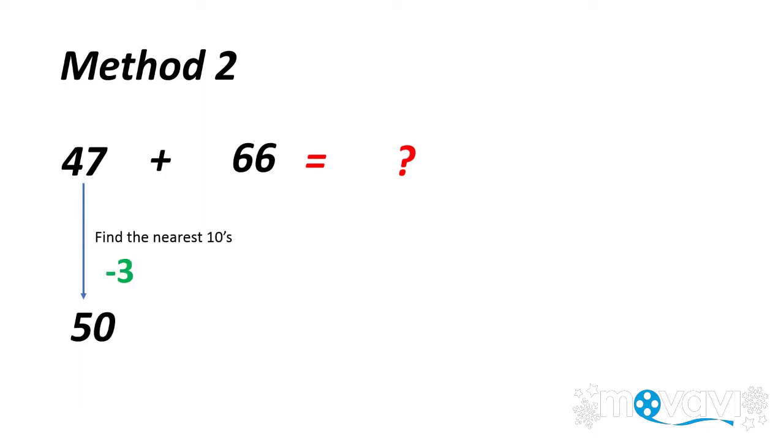Method 2. 47 plus 66 equals, let's see how we can find this out. Find the nearest 10. 47's nearest 10 is 50. 47 is 50 minus 3. And 66 is 60 plus 6. Now let's add this all together.